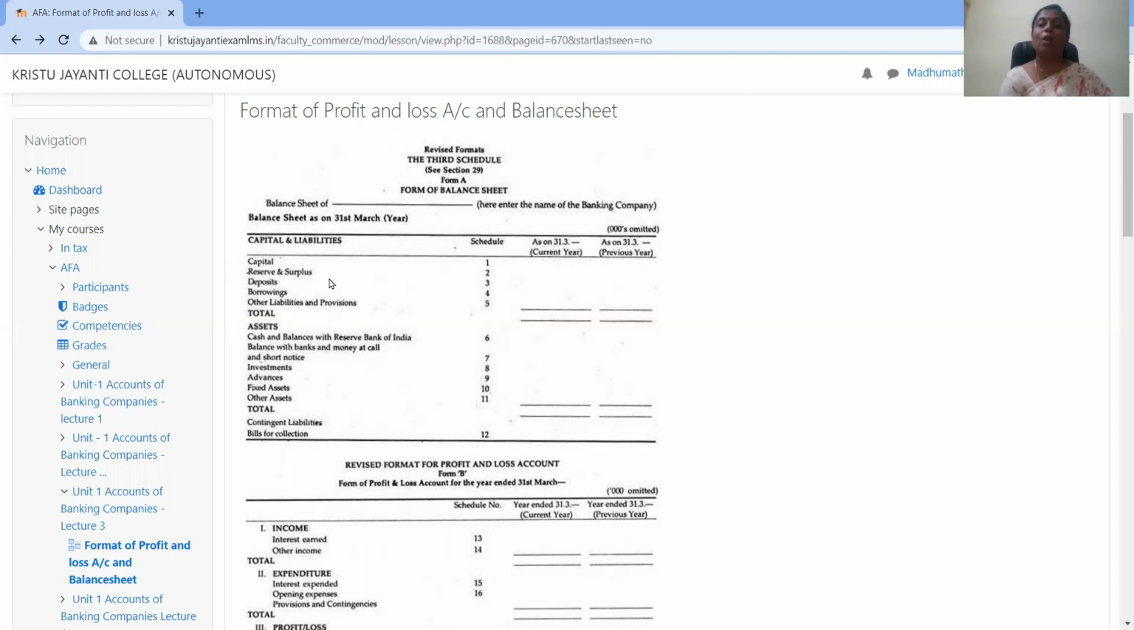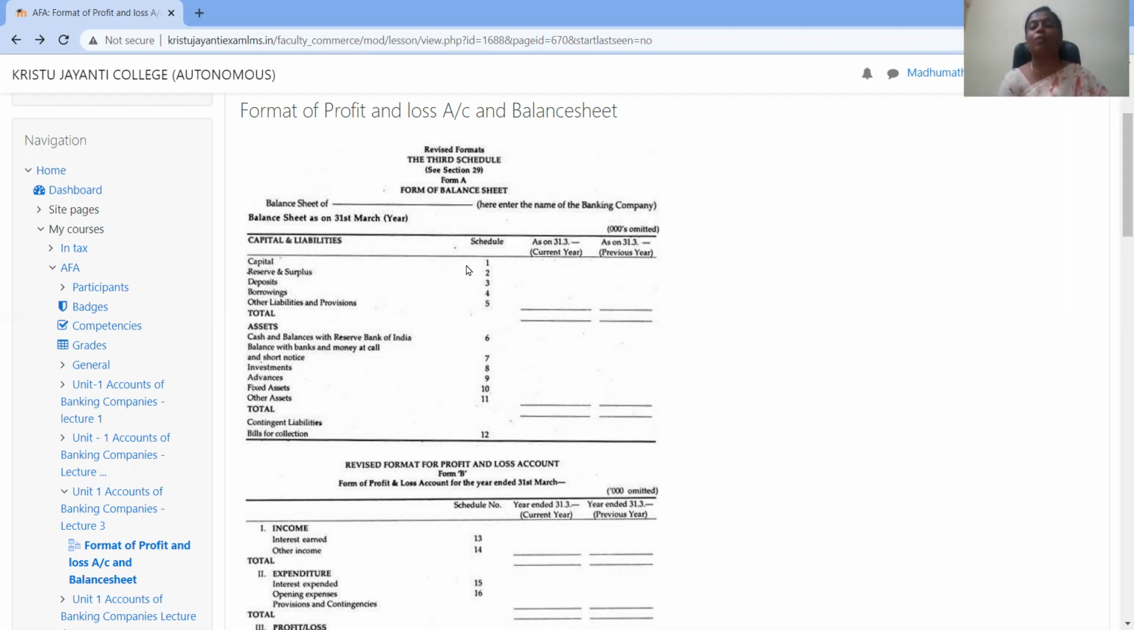The next one is your reserves and surplus. Any kind of reserves generated by your bank during the year, or any previous reserves, if there are any, will come under your schedule number 2 as your reserves and surplus. Next is schedule number 3, deposits. So deposits will be the deposits which have been kept by your customers in your bank. For example, any kind of deposit you have in the form of fixed deposit, that will be reflected in your schedule number 3.